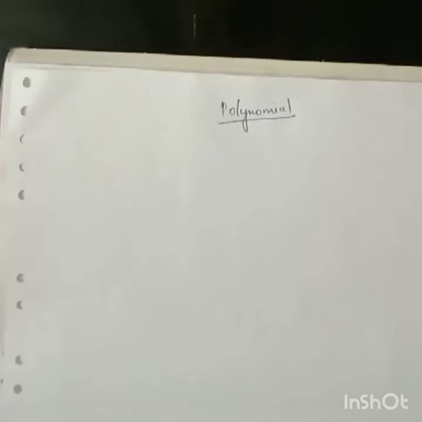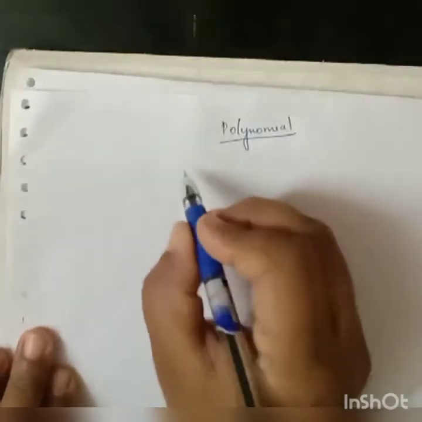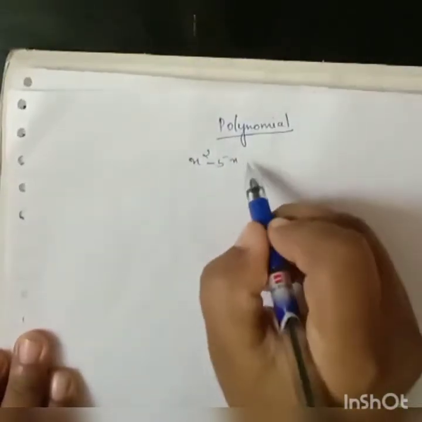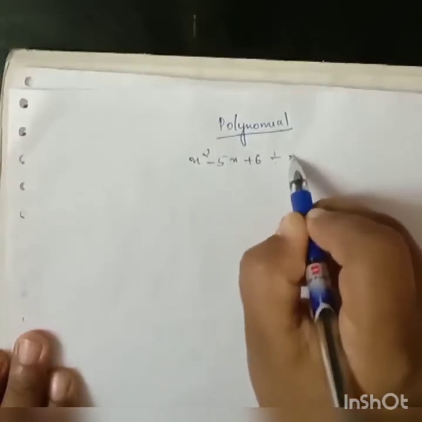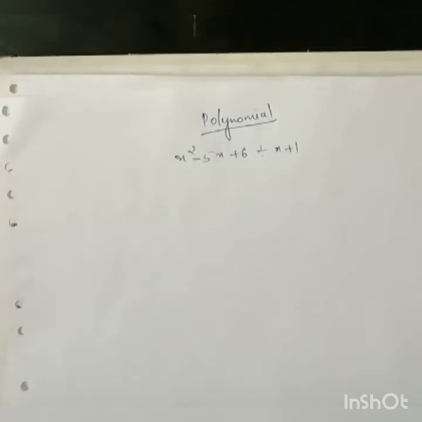Dear students, today we discuss the remainder theorem. In our previous class, we discussed what we mean by quotient and remainder, and we solved some simple polynomial division. One of the simple polynomial divisions is x square minus 5x plus 6 divided by x plus 1.